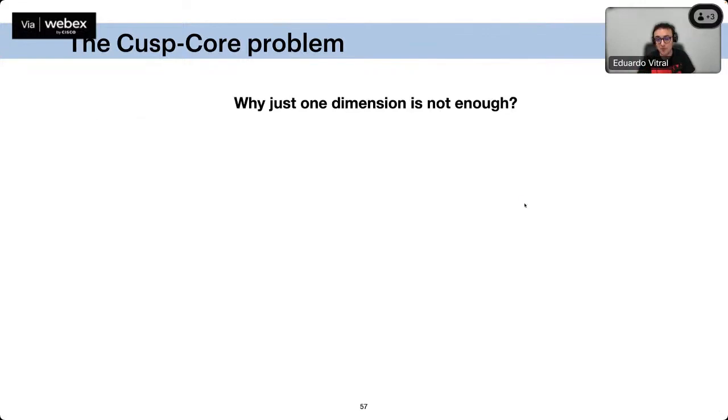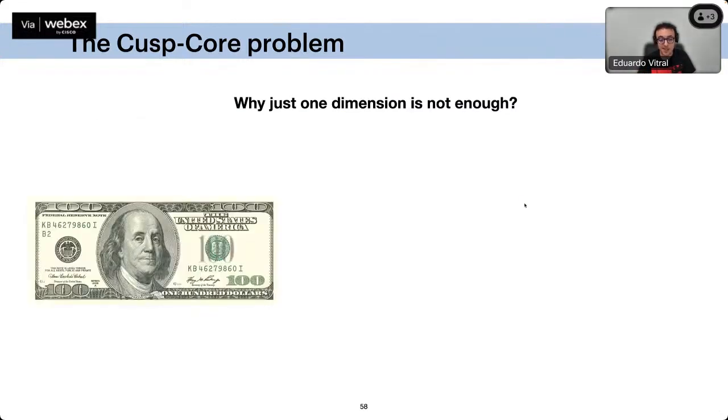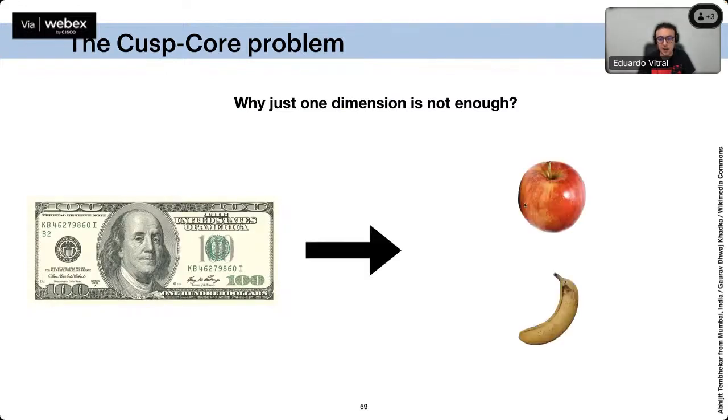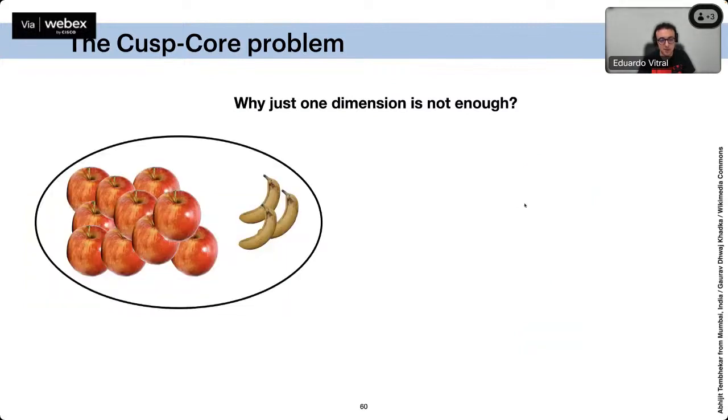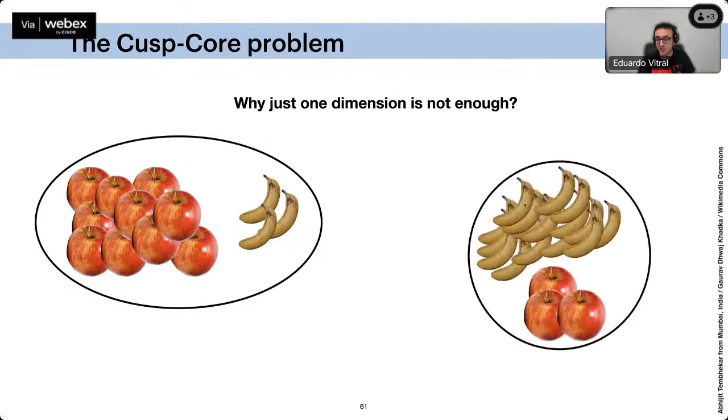Now, why is this not enough? So in order to exemplify, imagine that I give you $100 and tell you to go buy apples and bananas. Now, this seems like a pretty big sum to buy just apples and bananas. So you're probably going to ask yourself, well, how do you want me to distribute that? Do you want me to buy a lot of apples and just a few bananas, or many bananas and just a few apples? Do you want me to buy the same amount of both?